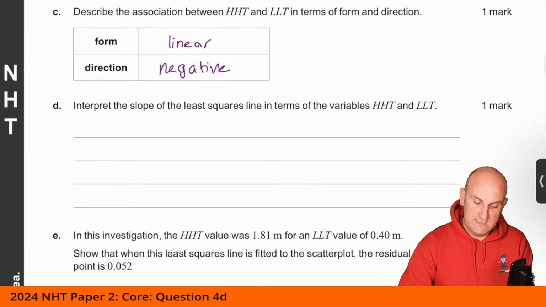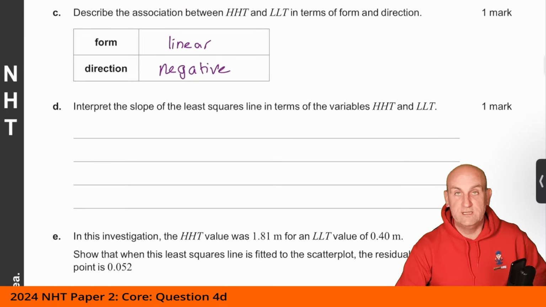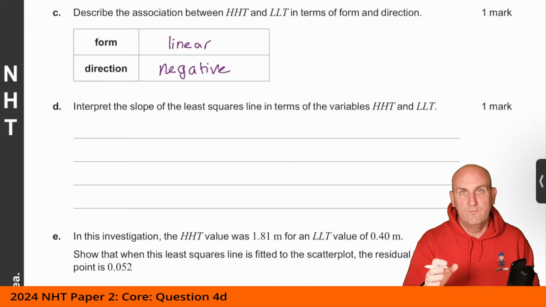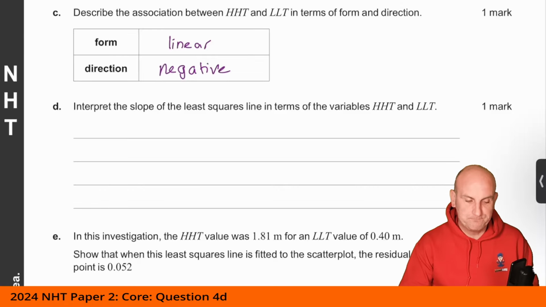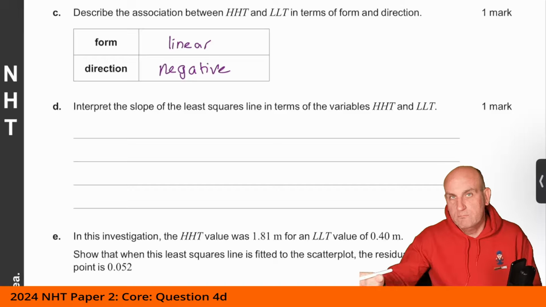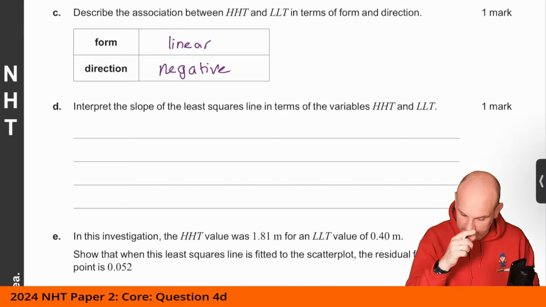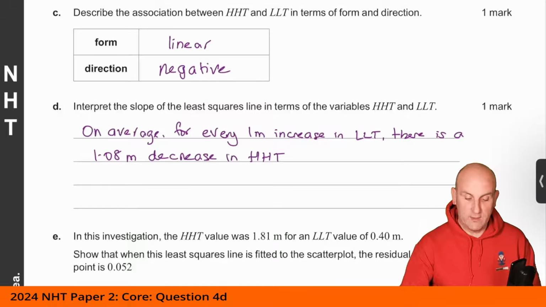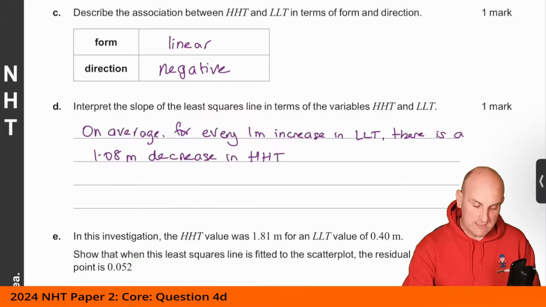Interpret the slope of the least squares line in terms of the variables HHT and LLT. Again, a standard question that has a boilerplate response that basically says, on average, for 1 unit increase in my explanatory variable, there is an increase in or decrease in. So I'm going to write that out now. And so there we go. So let's just work out what is. So we've got to start with on average.